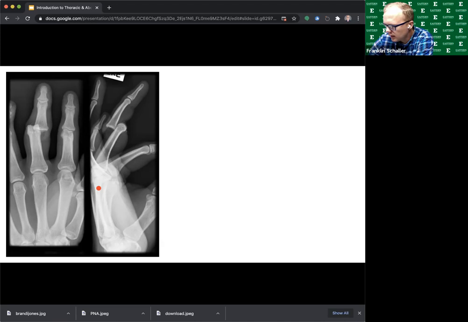So given the history, given the exam, checking out this x-ray, I don't know about you guys, but this area right here looks grossly abnormal to me. It looks like the finger is completely displaced. It's out of socket. So this patient has a displaced third metacarpal and will require a finger reduction after a digital block. You're going to want to numb that finger up before doing that. I've seen a lot of those.